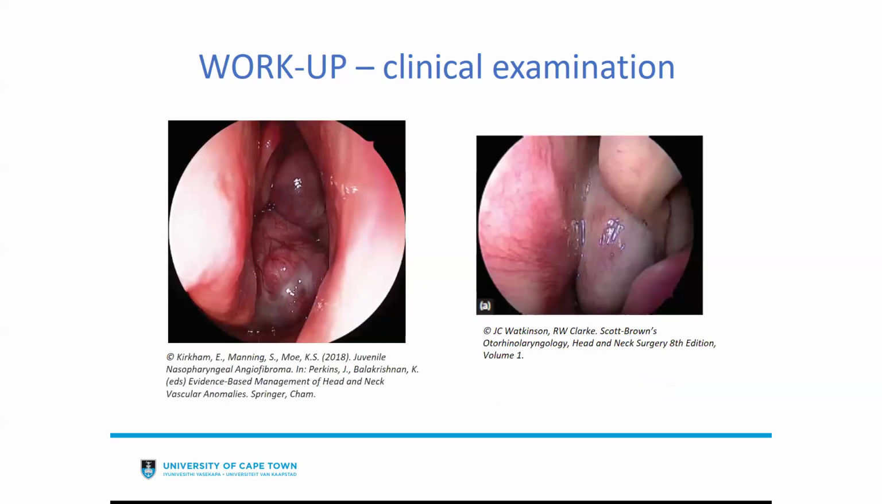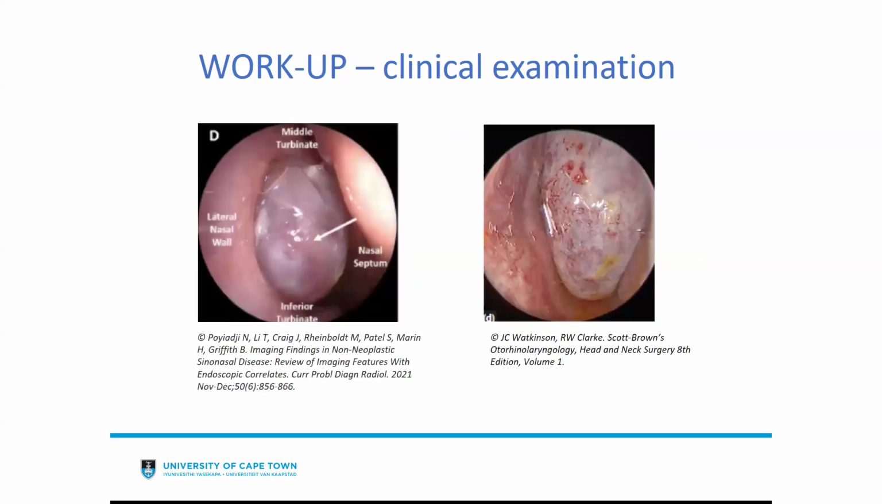For the next case, if I told you that the person in the left picture was a young adolescent male with this highly vascular lesion, you would almost be sure it's a JNA. But the lesion on the right looks more like a polyp, but also was a JNA. So you must always be careful that even polyp-like structures can be vascular lesions.